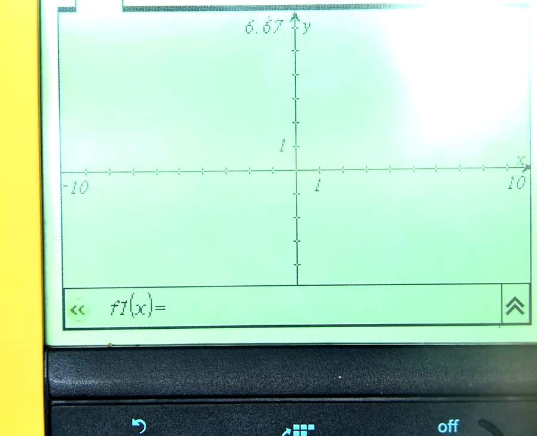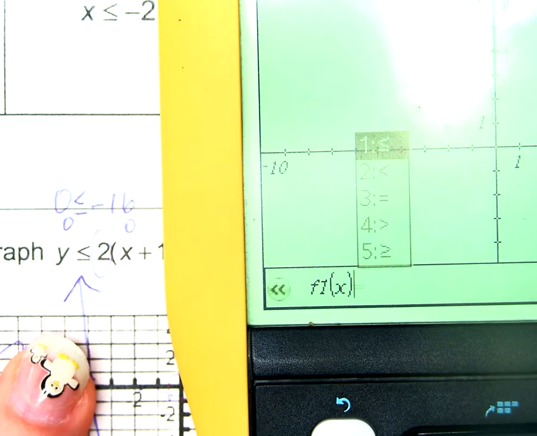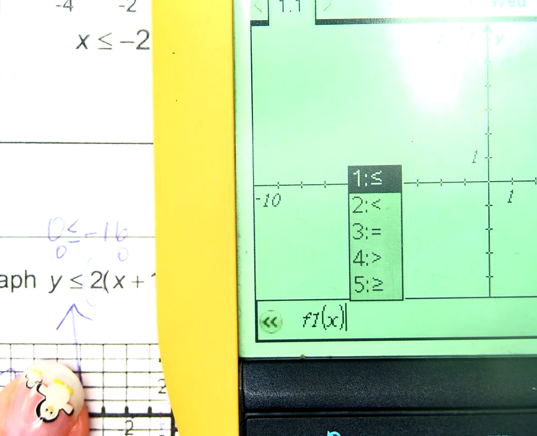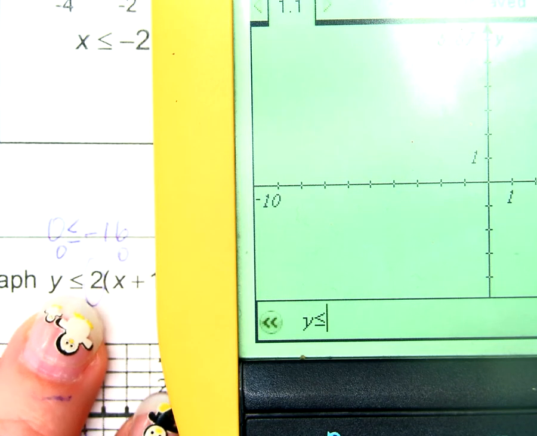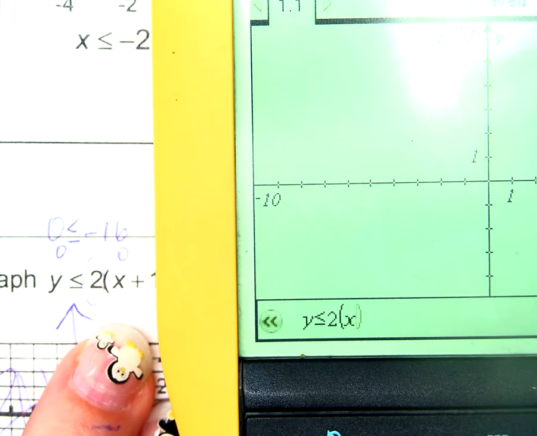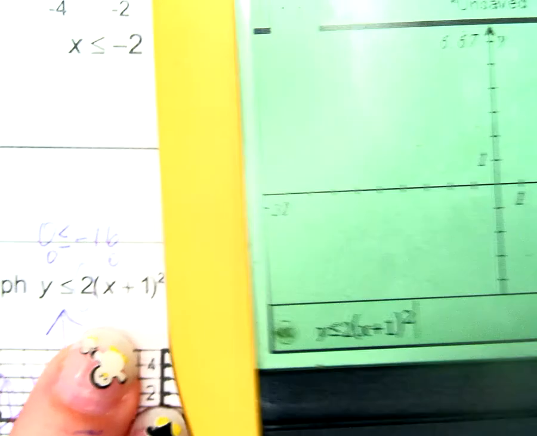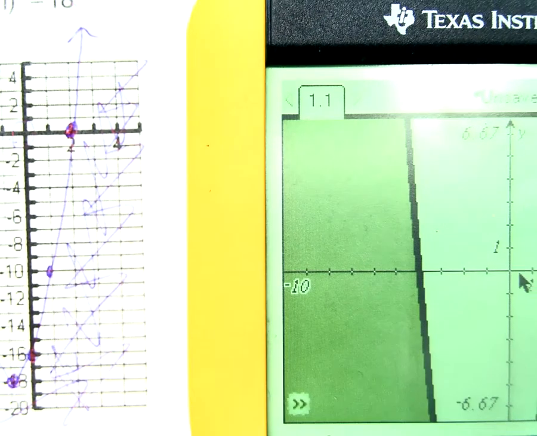See where my cursor is? What if I deleted my equal sign? Because doesn't this have a less than or equal to? So if I deleted my equal... Ooh. What do I need? I need that one. Wait, I can put this on my calculator? What? 2 times the quantity x plus 1 squared minus 18. What? Isn't that what I just got?